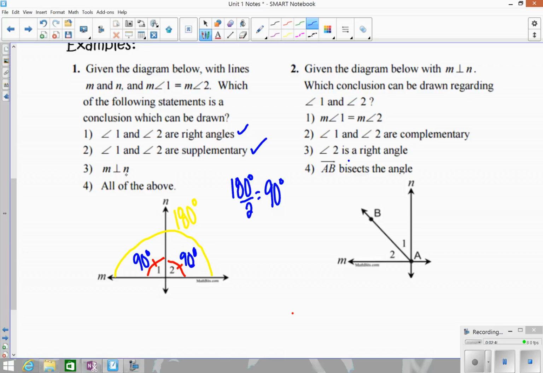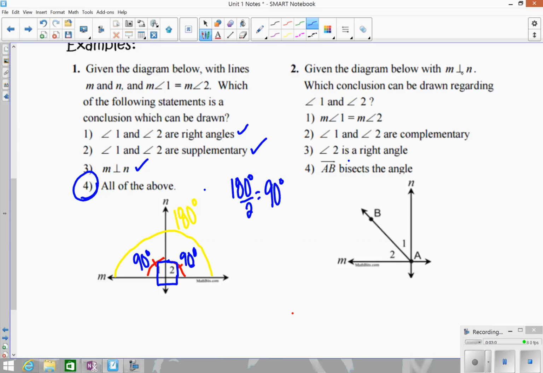M is perpendicular to N, so line N is perpendicular to line M. Well, that's true if I have a right angle. If the two lines intersect and form a right angle, that means that they're perpendicular. So that means really all four of these are right angles. So that's true, so it's going to be all of the above.